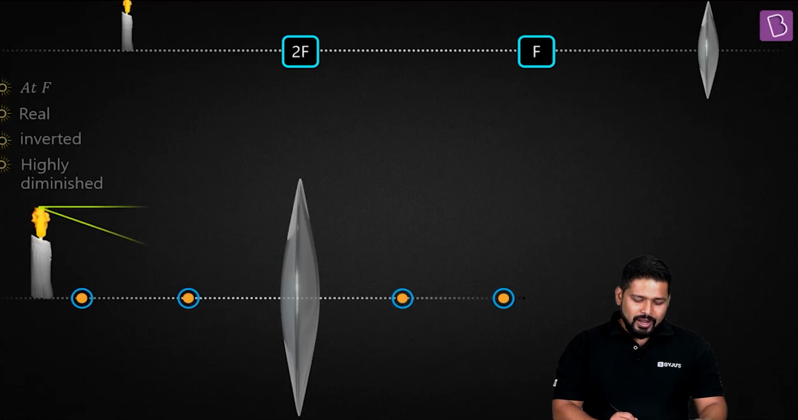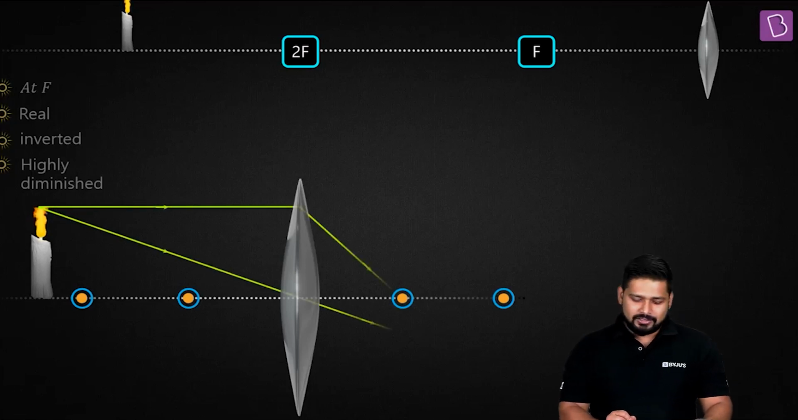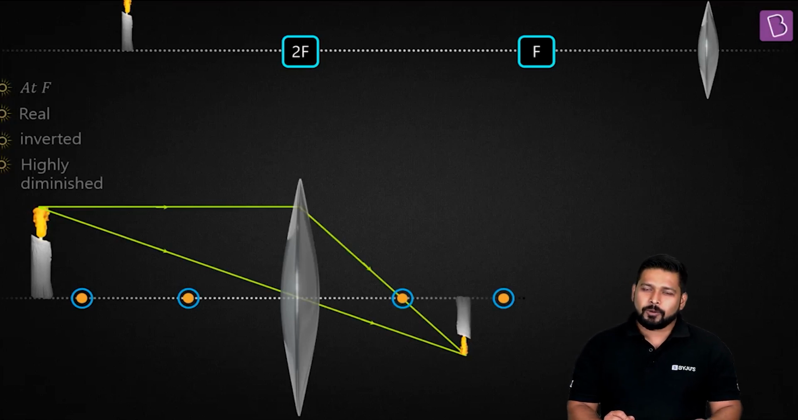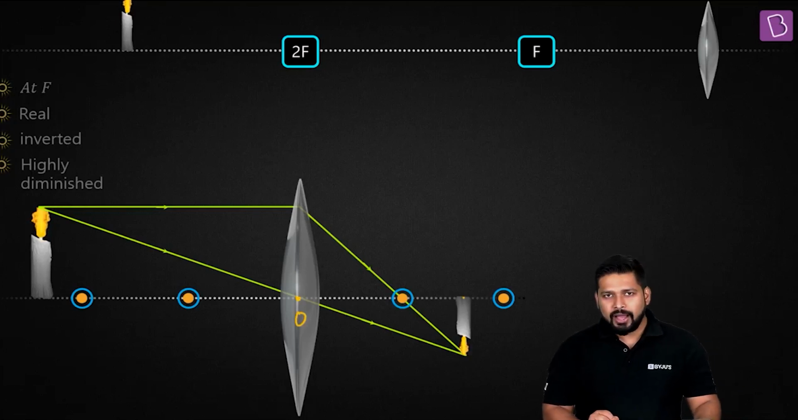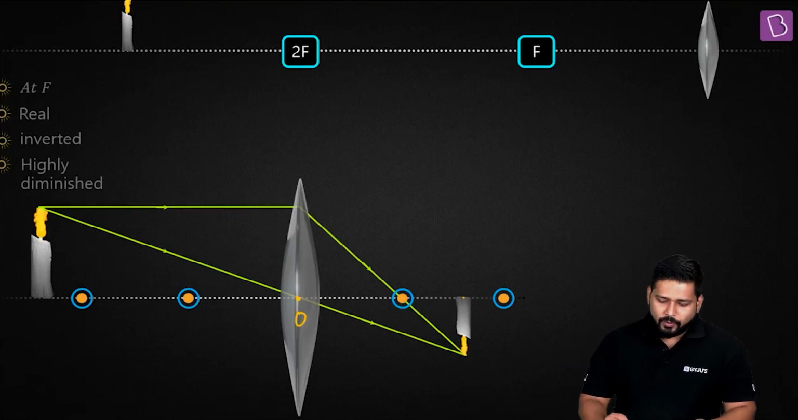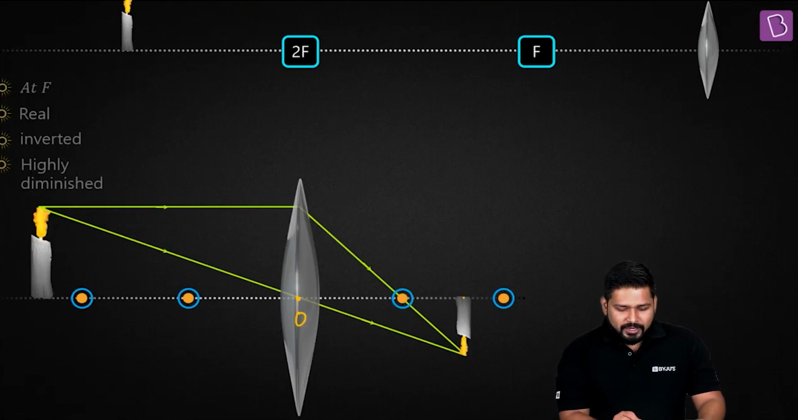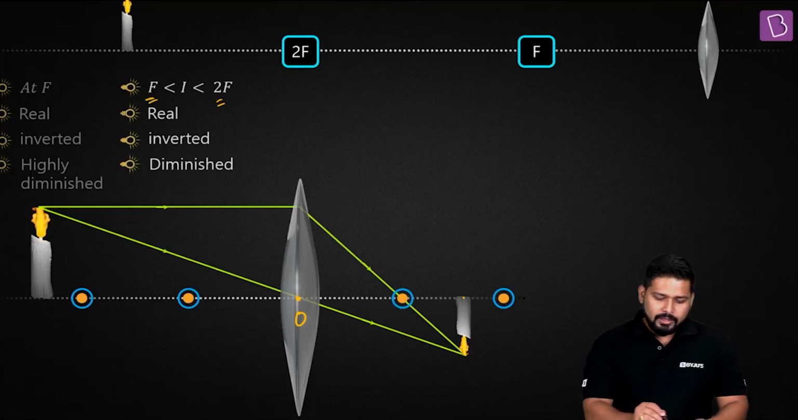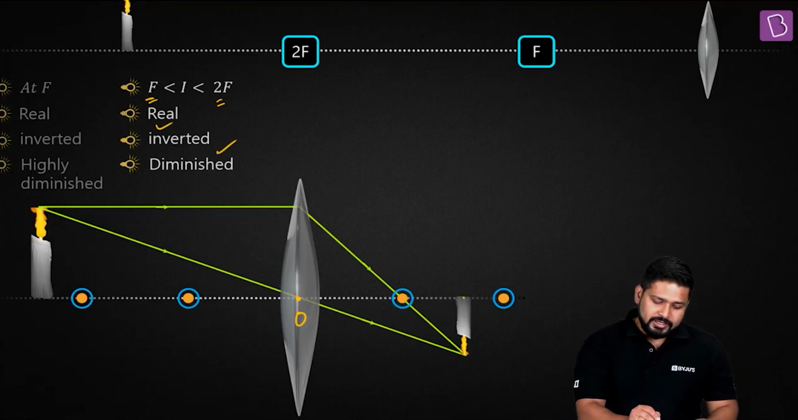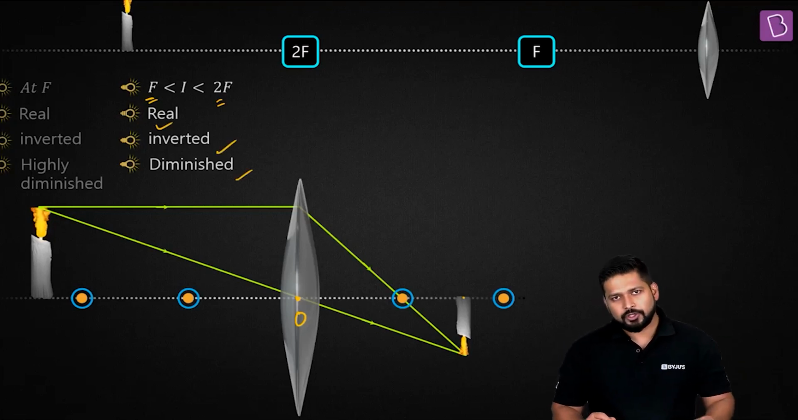Now what will happen? You'll have two rays, one ray parallel to the principal axis will pass through the focus, another one from the optical center is going to pass undeviated. This is our optical center, of course, and you have an image over here. And what is the location of the image? Well, it is between these two points, which is between f and 2f. The image is real, it is inverted, and it is of small size, so diminished.